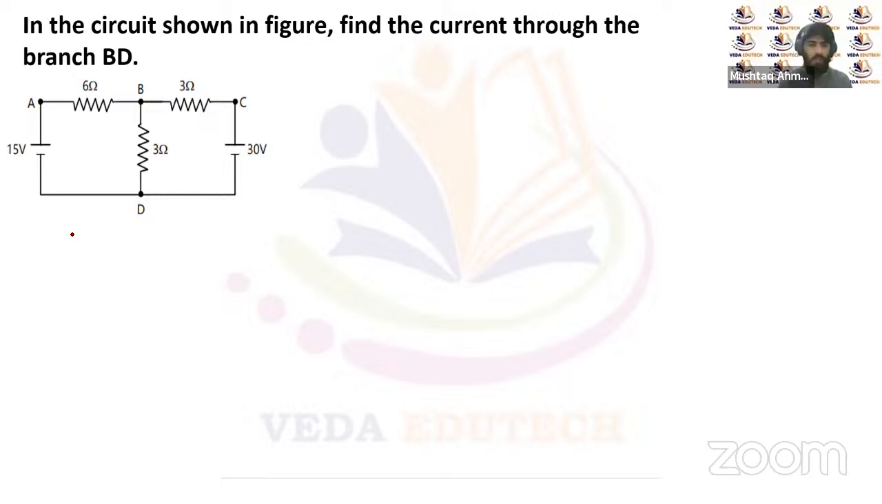So we have to find the current through BD. There are two ways to solve this circuit. We can go by both the methods here. We can apply the KCL as well as we can apply the KVL, that's Kirchhoff's voltage law. Let's first start with the KCL. Let's apply KCL first.